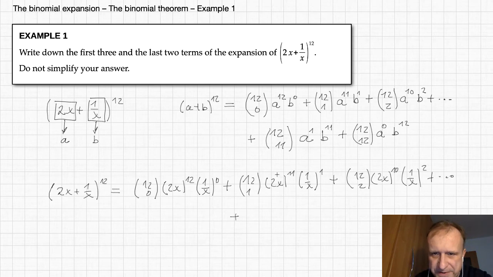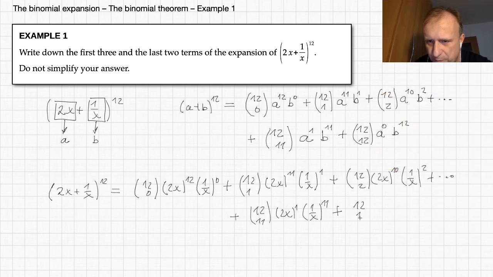Now, the penultimate term, 12 choose 11 times (2x) to the power of 1 times (1/x) to the power of 11, plus the last term, 12 choose 12 times (2x) to the power of 0, we don't need to write that of course, times (1/x) to the power of 12.